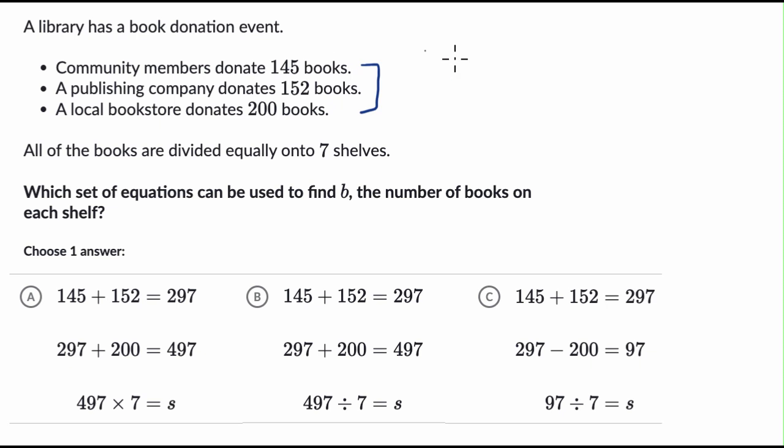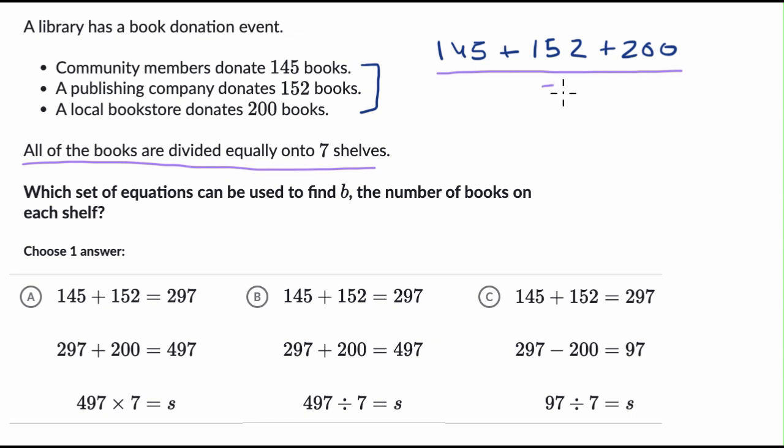So I would think about it. I would take 145, and to that I would add the 152 books from the publishing company, and to that I would add the 200 books from the local bookstore. And then I would divide that total, because all of the books are divided equally into 7 shelves. They tell us that right over there. So then I would just divide everything by 7. Now when I look at these choices, I don't exactly see that. So it looks like they broke down the steps a bit.